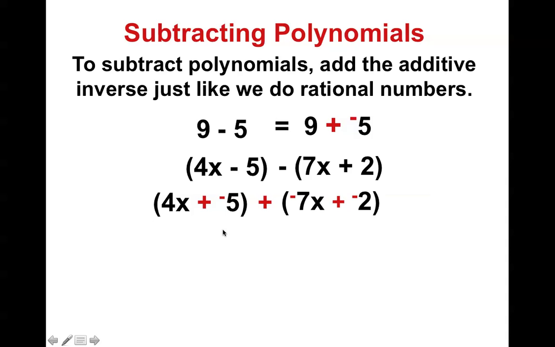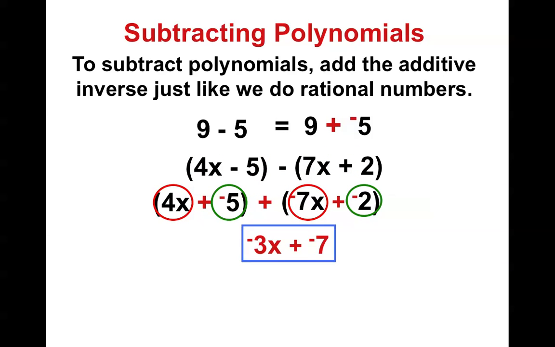I'm organizing it. So once I turn the subtraction problem into an addition problem, I just handle it the same way I always would. Negative 3x plus negative 7. 4 plus negative 7 is negative 3. Negative 5 plus negative 2 is negative 7. Pretty easy, right? But once again, watch out for the little mistake.